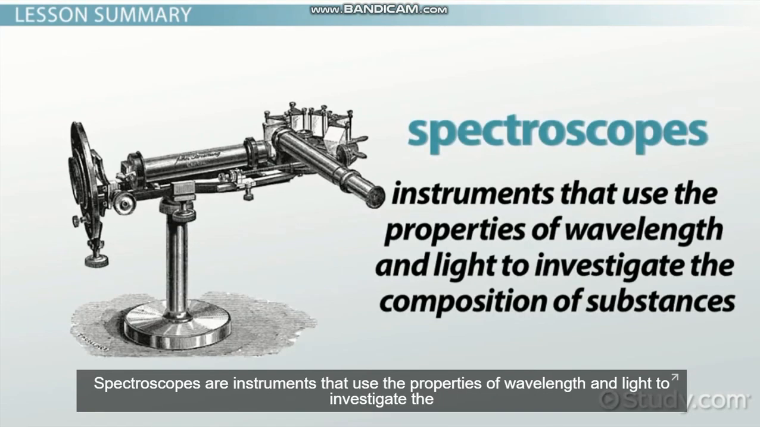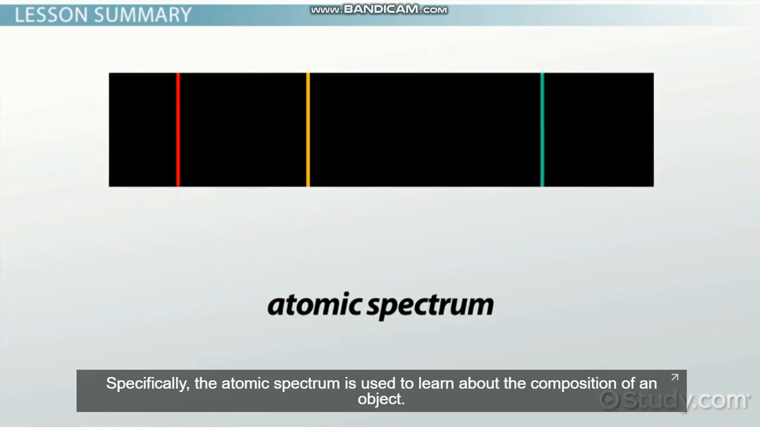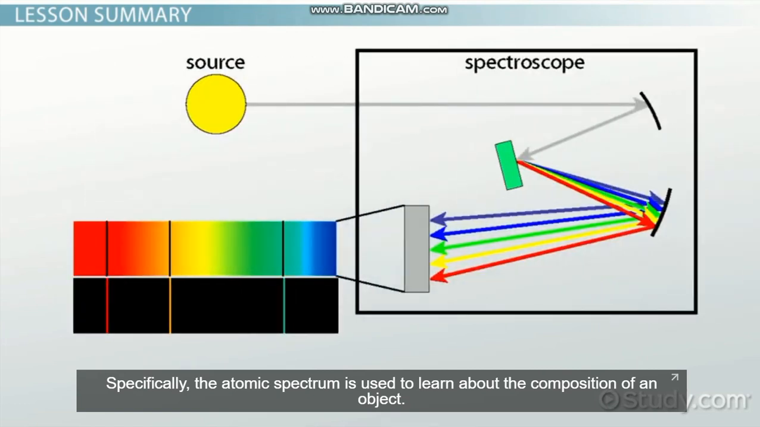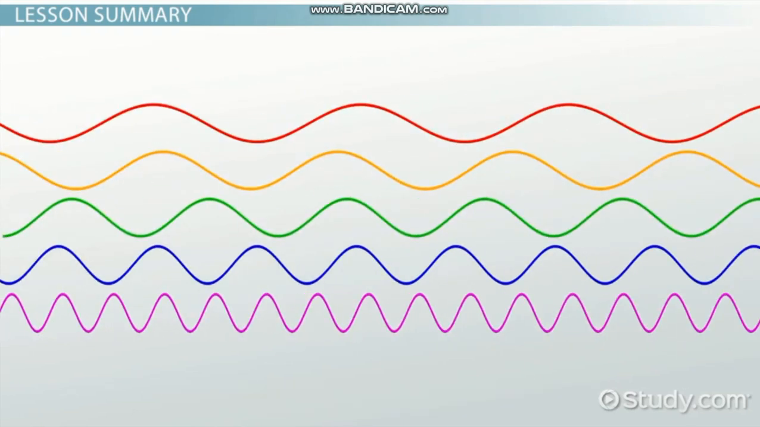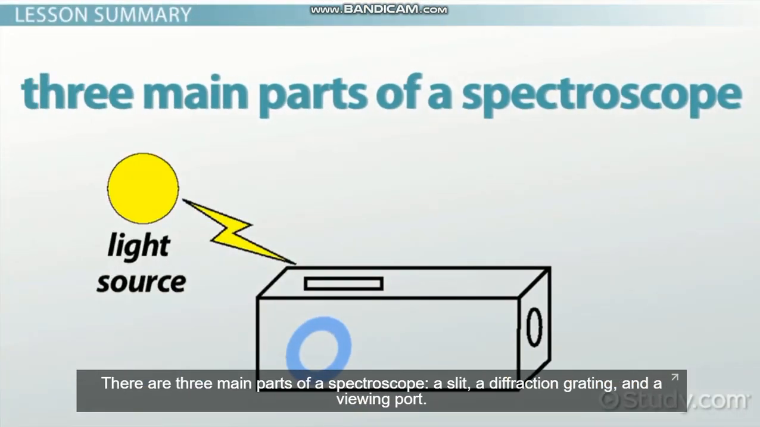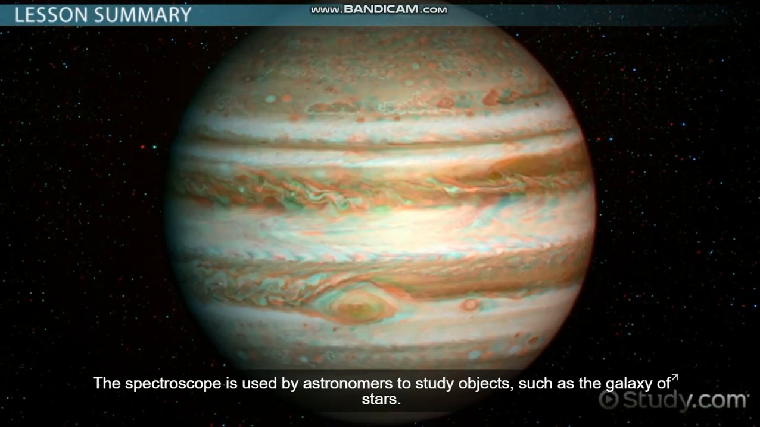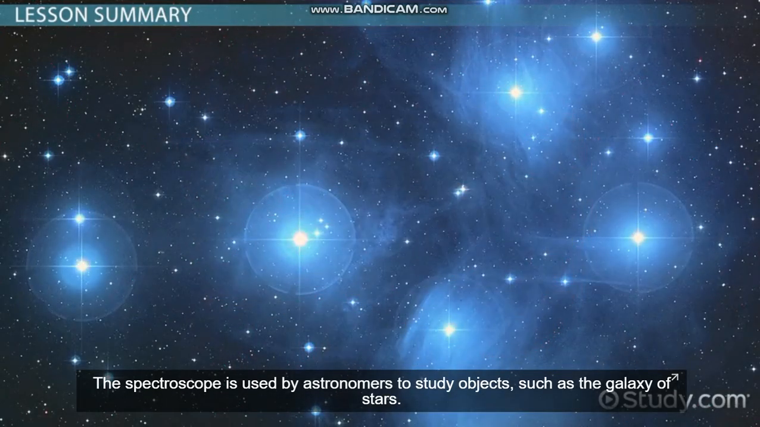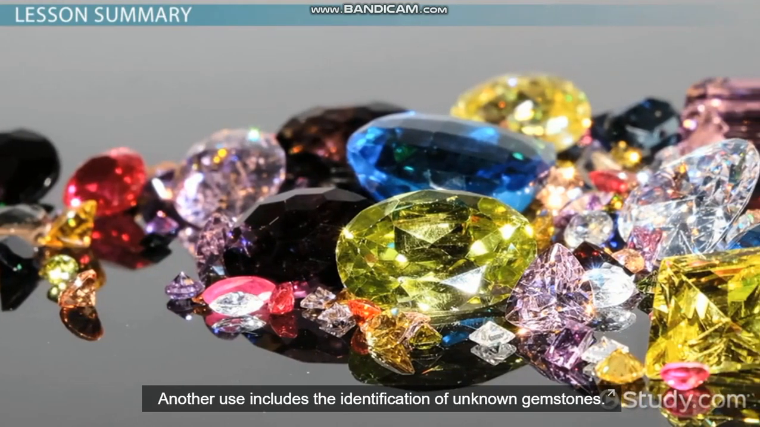Spectroscopes are instruments that use the properties of wavelength and light to investigate the composition of substances. Specifically, the atomic spectrum is used to learn about the composition of an object. White light is the type of light viewed by a spectroscope. Different sources of white light include stars and the sun. There are three main parts of a spectroscope: a slit, a diffraction grating, and a viewing port. The spectroscope is used by astronomers to study objects, such as the galaxy of stars. Another use includes the identification of unknown gemstones.